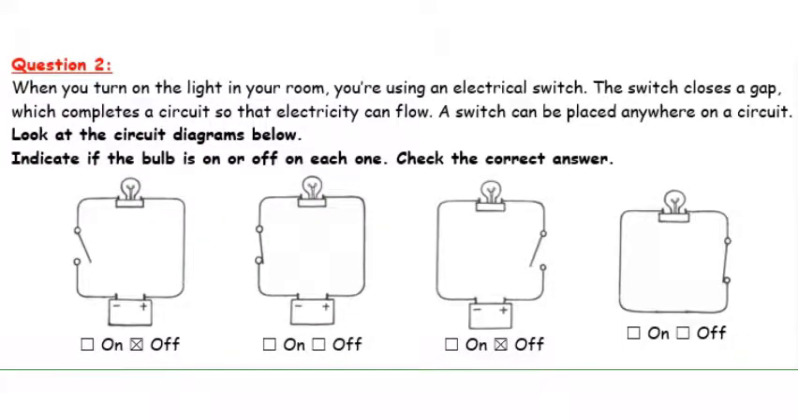Second question. When you turn on the light in your room, you're using an electrical switch. The switch closes a gap which completes a circuit so that electricity can flow. A switch can be placed anywhere on a circuit. Look at the circuit diagrams below. Indicate if the bulb is on or off on each one. Check the correct answer. Let's see. Let me first remove these.